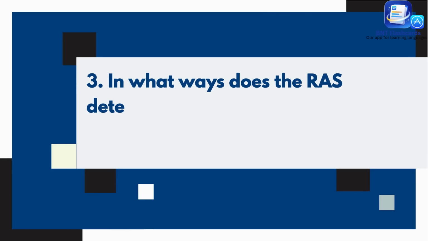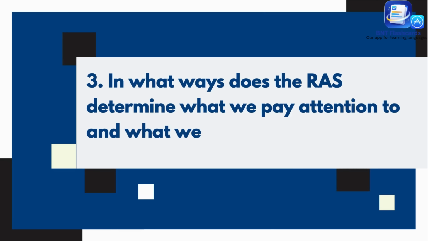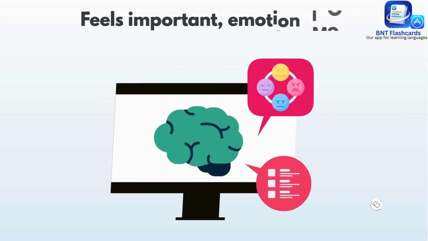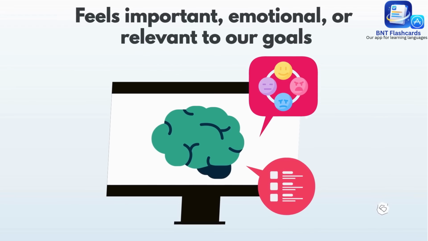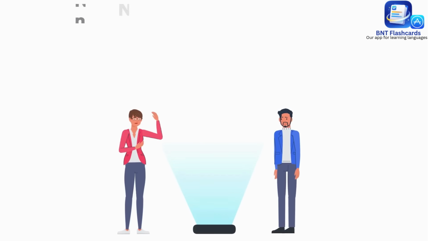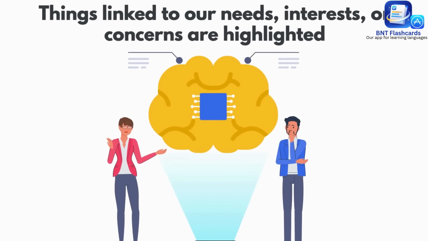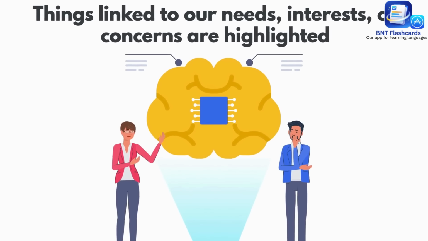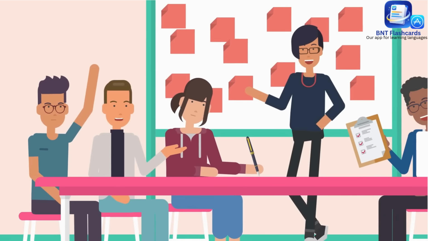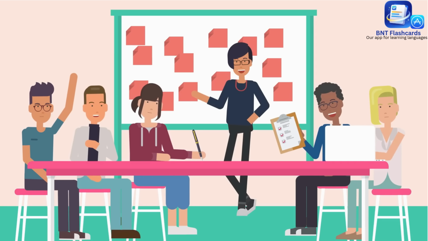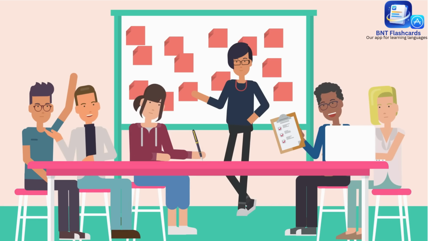3. In what ways does the RAS determine what we pay attention to and what we ignore? The RAS prioritizes information that feels important, emotional, or relevant to our goals. Things linked to our needs, interests, or concerns are highlighted, while background noise fades away. This is why we can ignore many sounds in a busy room, but instantly notice our name being called.